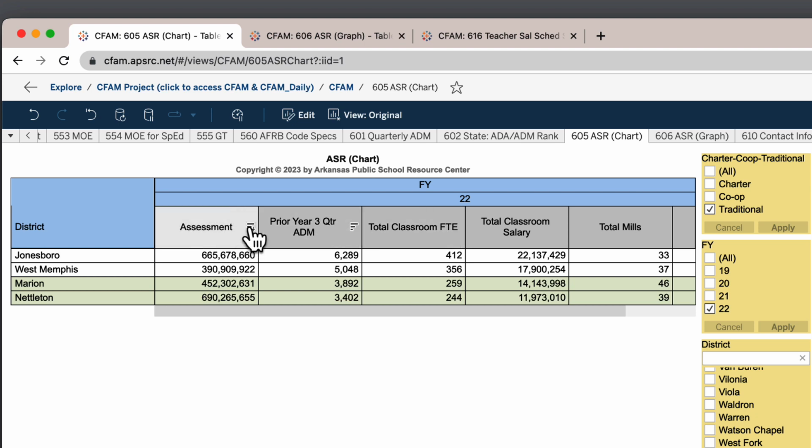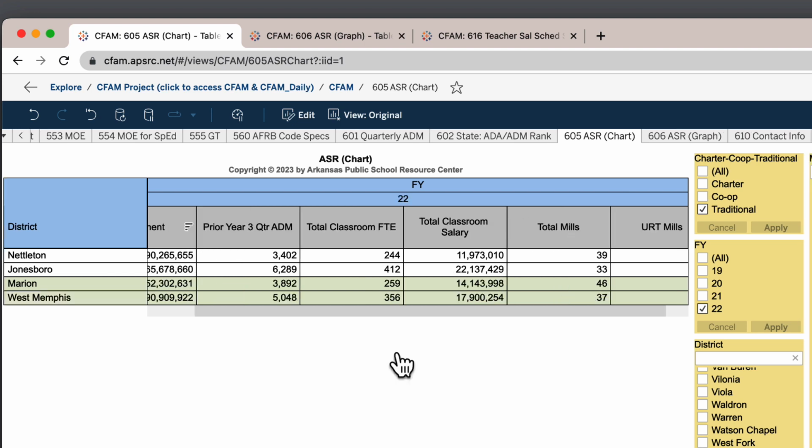And so we could sort by assessment and see real quickly that Nettleton has a higher assessment or tax base than Jonesboro and Marion and West Memphis, of course. Now, Nettleton and Jonesboro are next to each other. Marion and West Memphis are next to each other, but they're in different parts of the state. We're looking at the northeast corner here, and we're looking about the mid-eastern border of Marion and West Memphis. So there is a difference in the property value because these are different regions of the state, but they still have to compete with each other due to a commuting base.